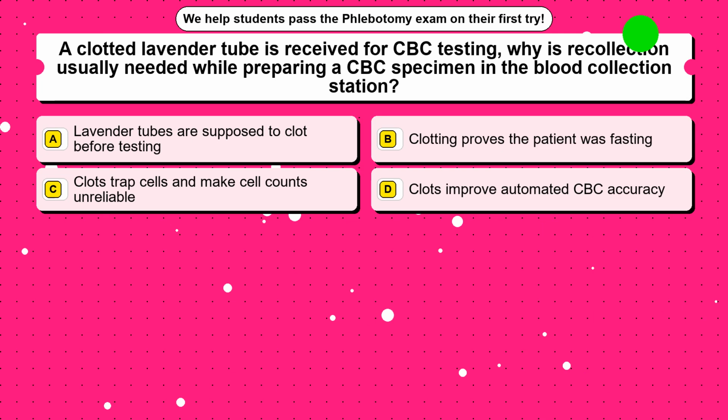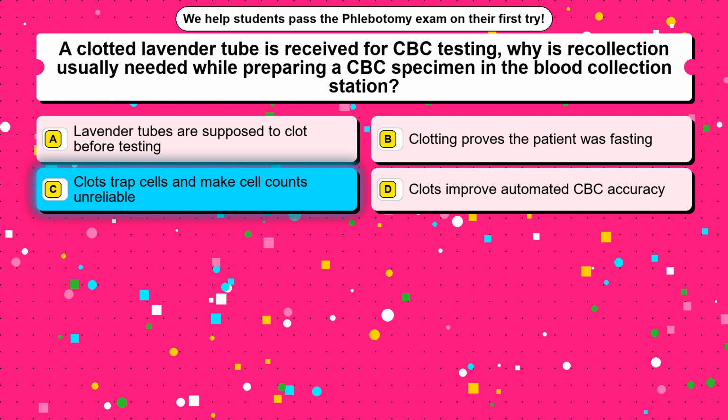Question 81. A clotted lavender tube is received for CBC testing. Why is recollection usually needed while preparing a CBC specimen in the blood collection station? Option A, lavender tubes are supposed to clot before testing. Option B, clotting proves the patient was fasting. Option C, clots trap cells and make cell counts unreliable. Option D, clots improve automated CBC accuracy. The correct answer is option C. Clots trap cells and make cell counts unreliable.